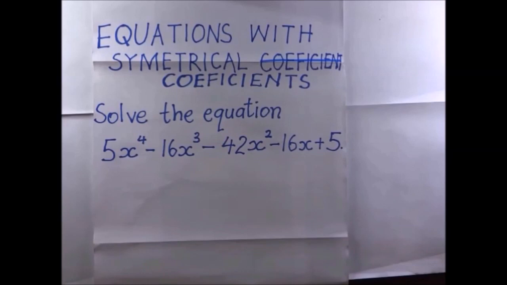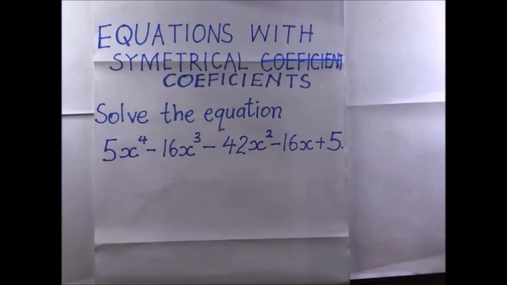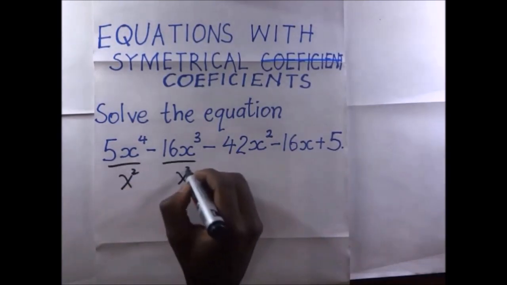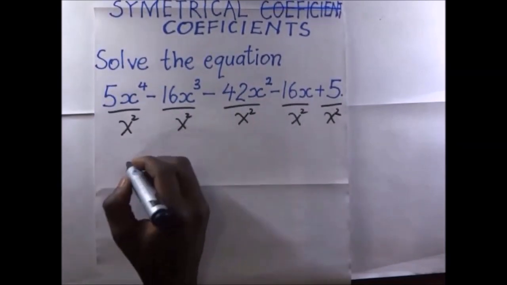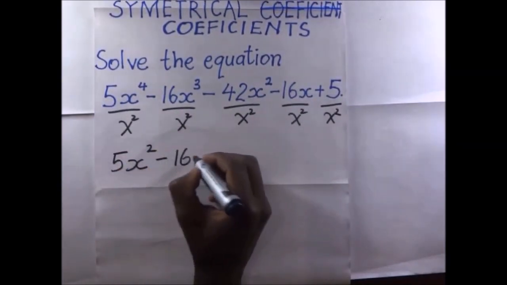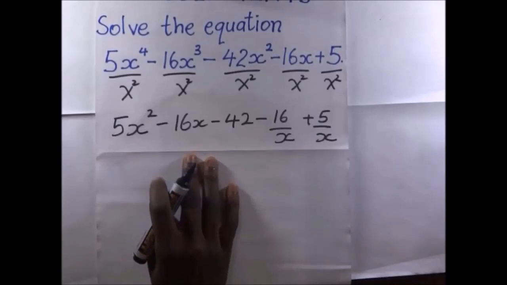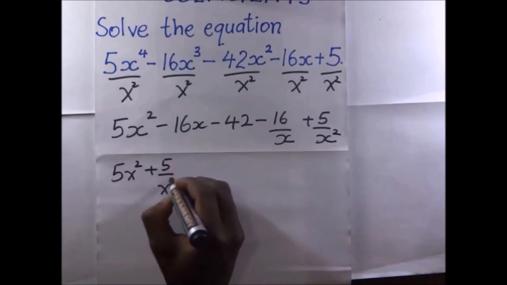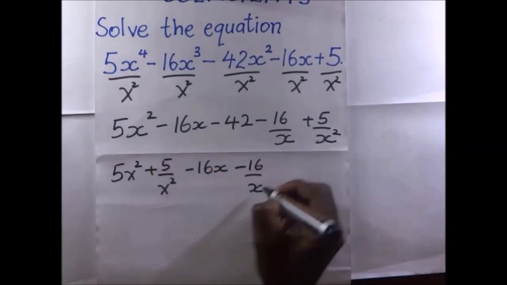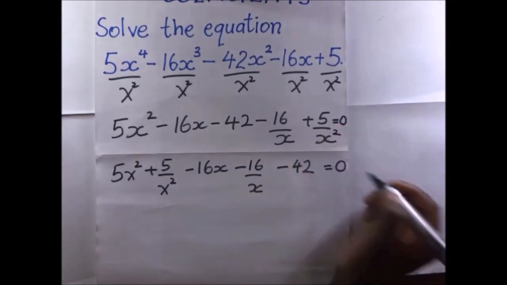Today we get to look at equations with symmetrical coefficients. Let's solve this equation. The first step with this, we divide this equation through by x squared. When we divide through by x squared, the equation will become, so we collect like terms, 5x plus 5 over x squared, we equate this to 0, so this is also equal to 0.